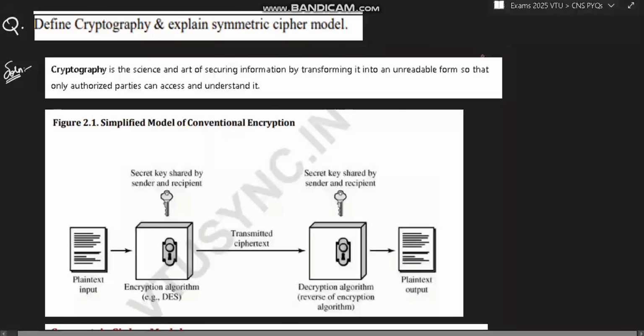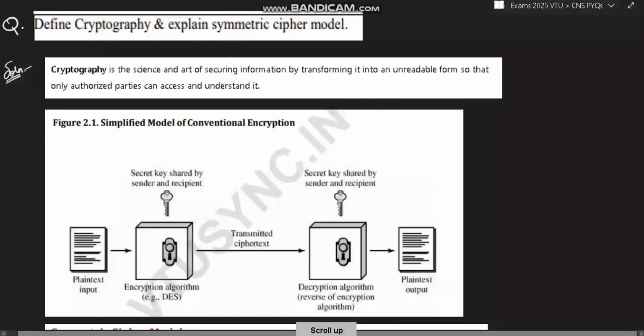The next one we have is: define cryptography and explain the symmetric cipher model. Okay, so what is cryptography? It is the science and art of securing information by transforming it into an unreadable form. Whatever is in an understandable, readable form will be transformed into an unreadable, non-understandable form, so that only the authorized parties can access and understand it. Okay, that is called cryptography.